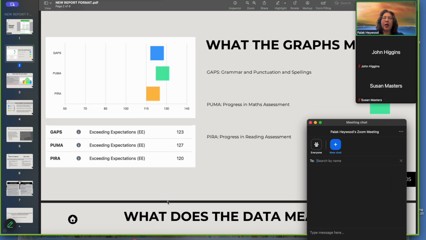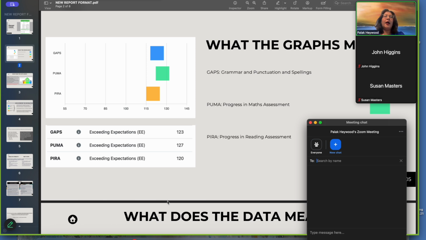And on that report card, what you will notice is that I've put blocks for each of GAPS, PUMA and PIRA. What we're doing here is, if we give them an individual result, they will panic. And the idea here is that because the grades sit within a boundary, a standard deviation or a standard variation really, as long as a child is within that boundary, we're pretty happy with what's going on.